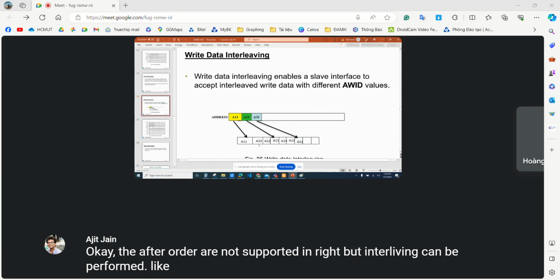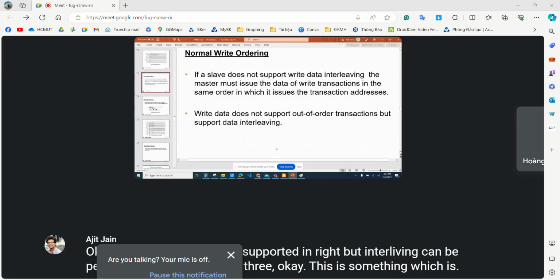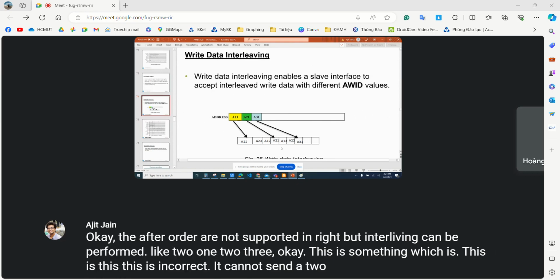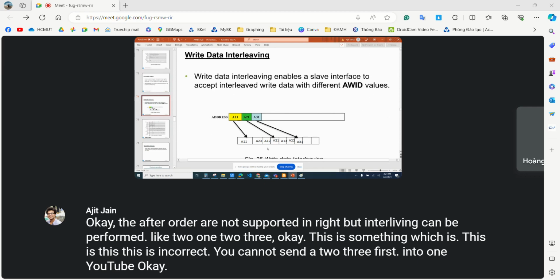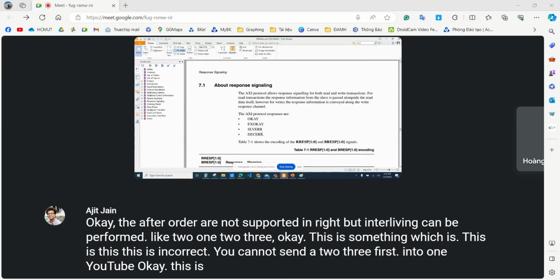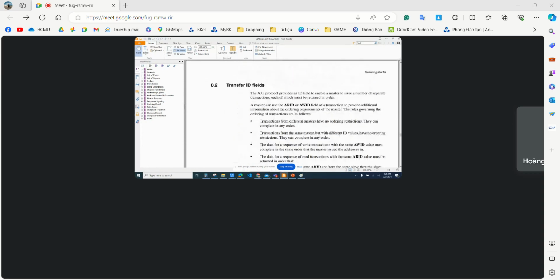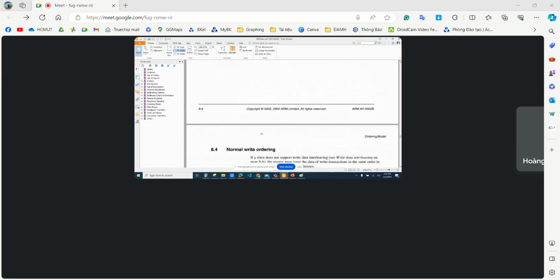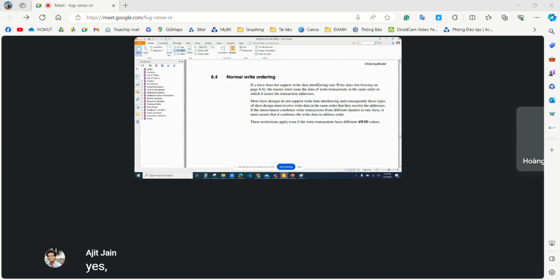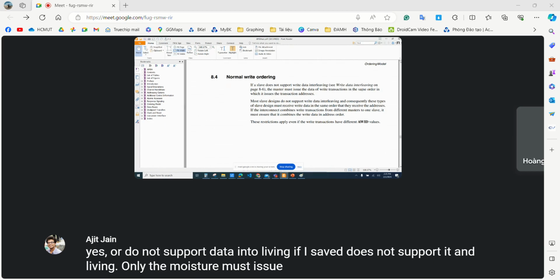Take the sequence A21, A23. This is incorrect. It cannot send A23 first; it must be A21, A22, and A23. If a slave does not support data interleaving, the master must issue the data in the same order.